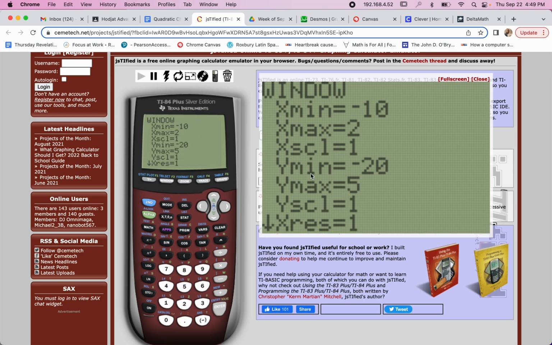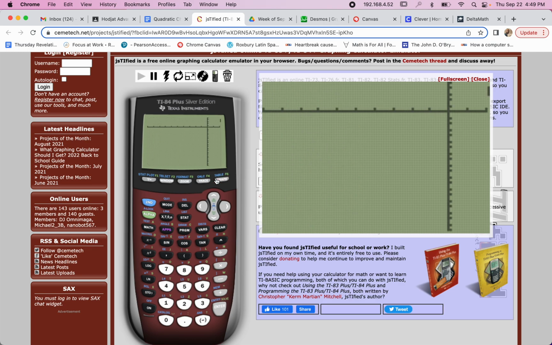This SCL business next to x and y references the scale. What are the increments we want to go by? So on both axes, we're going by 1s. Let's see if there's any improvement now on the graph. And I would say that's a significant improvement. I can see much, much better what the behavior of the parabola is.